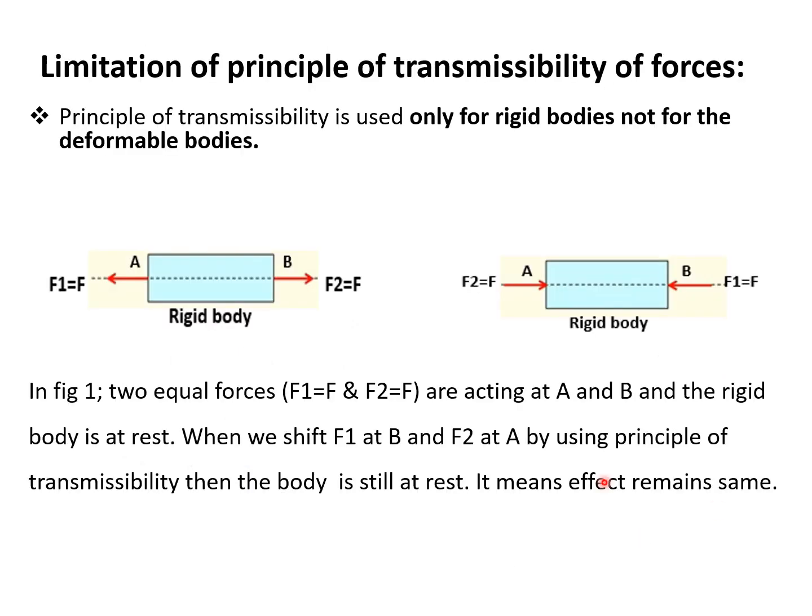Now the limitation of the principle of transmissibility of forces. As we already said, this principle is only for the rigid body, not for deformable bodies. So here again I take an example to make that particular limitation clearer. You see the rigid body we take here. F1 and F2 of the same magnitude F are acting at A and B. And the effect of these two forces on that rigid body is to keep that body at rest. Now we shift these two forces: F1, which is acting at A, we shift to B, and the force F2, which is acting at B, we shift to A. So now again these two forces still keep that body at rest. It means the effect remains the same. So the transmissibility of forces is valid for the rigid body.